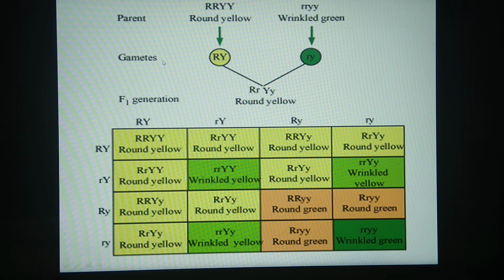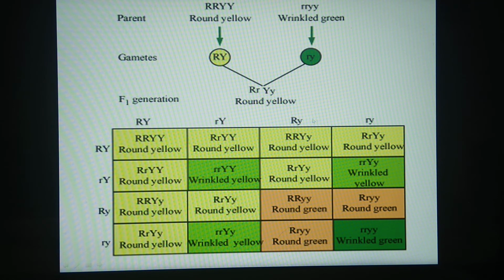The second step is gamete formation. So capital R with capital Y, and here small r with small y. When these two gametes fuse together, it results in the formation of the F1 generation with hybrid or heterozygous condition, that is capital R, small r, capital Y, small y. Okay, so now these gametes are arranged here. These are self-crossed, as we have seen gamete formation in the previous slide.